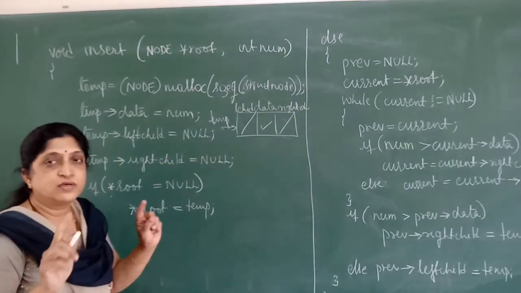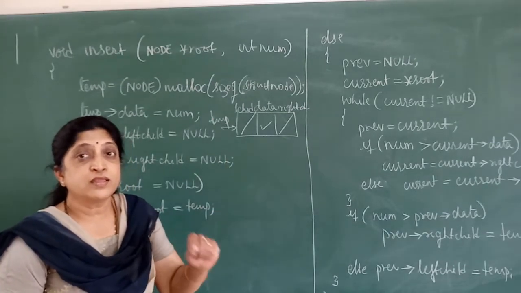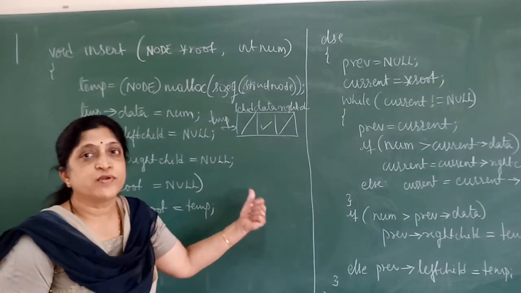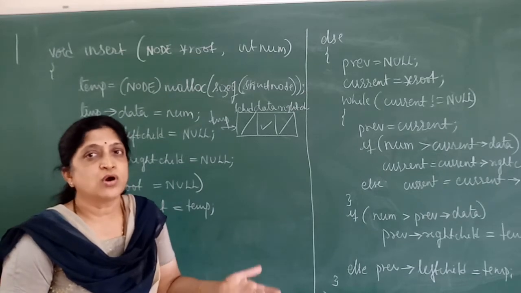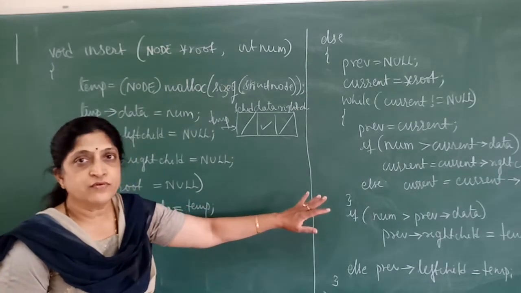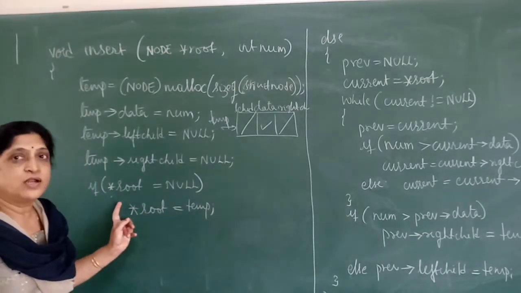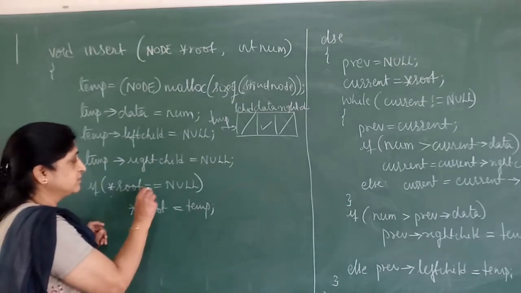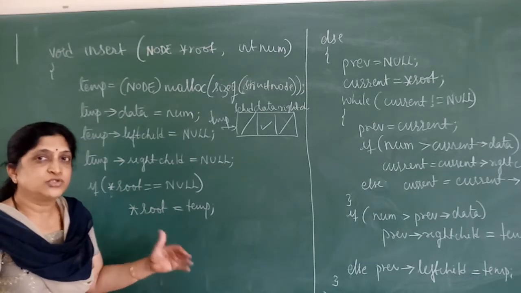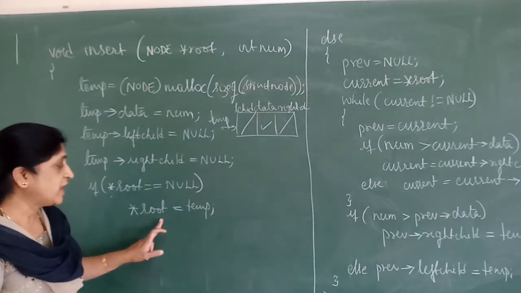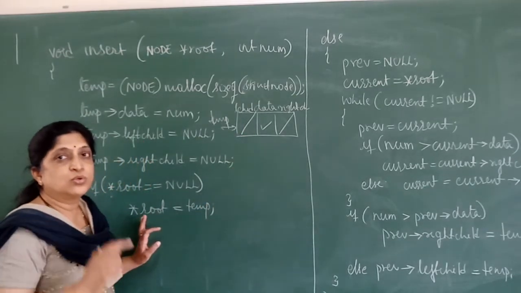Now that I have the node ready, I have to find a location to insert this. Where in the current binary search tree do I have to insert this? So we have to find that location and insert. For this we can write either a recursive function or an iterative function. This is the iterative function. What am I doing here? If value at root is equal to null, that means currently the tree is empty. Then I can write value at root is equal to temp, that is, this node itself becomes the root node of that tree.